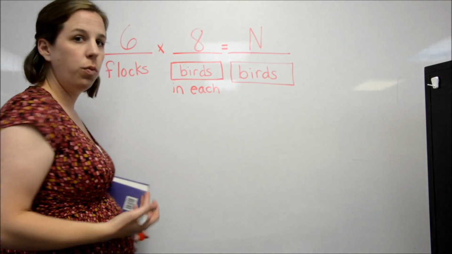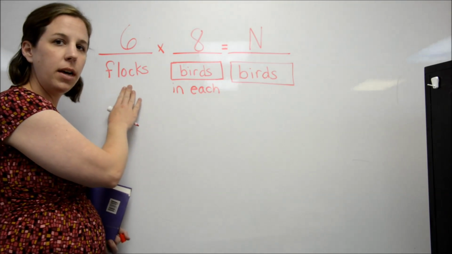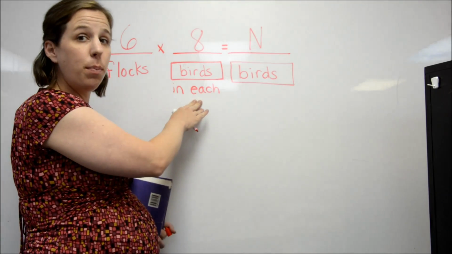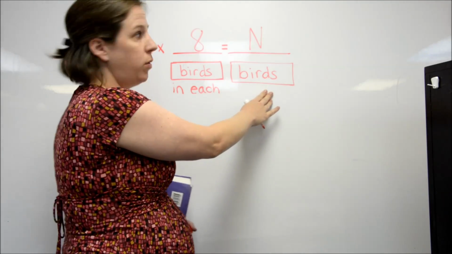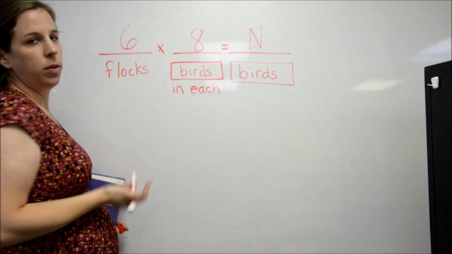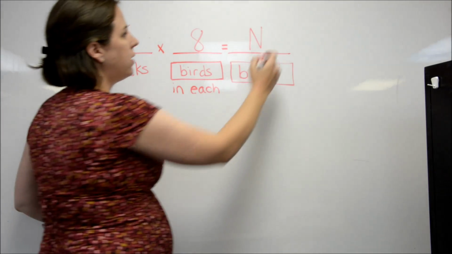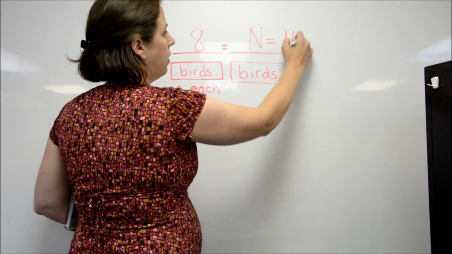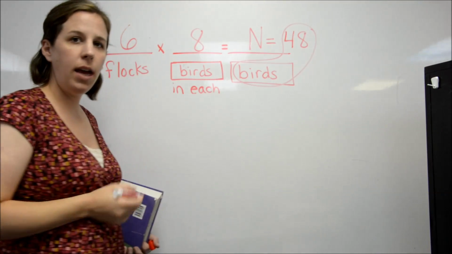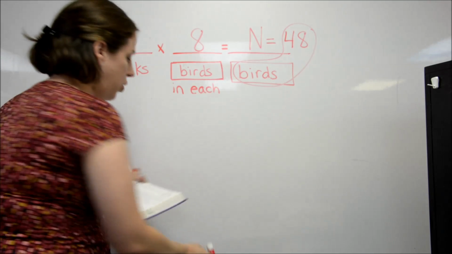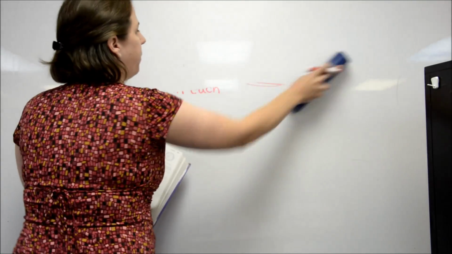So my equation would say 6 flocks times 8 birds in each group is some amount of birds. And I'm going to multiply. 6 times 8 is 48. And there is my answer, 48 birds. Let's try this again with another problem.